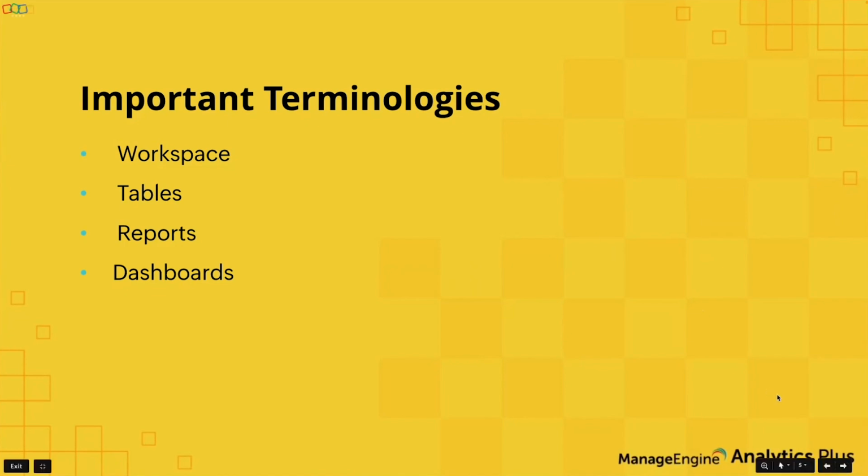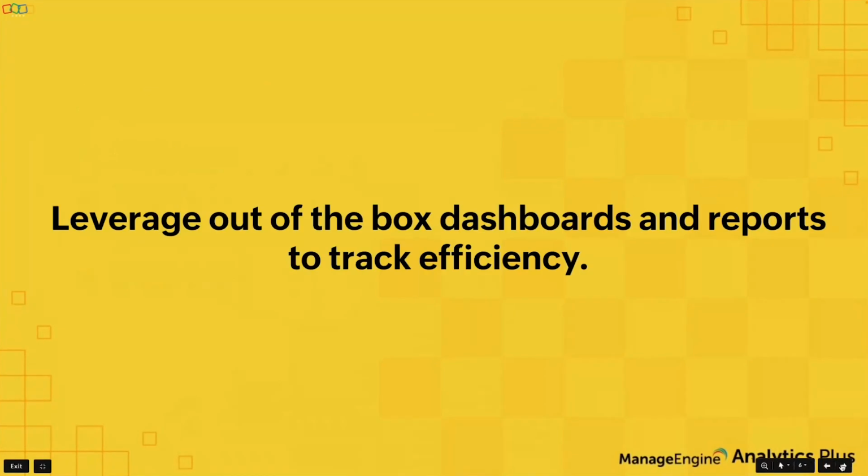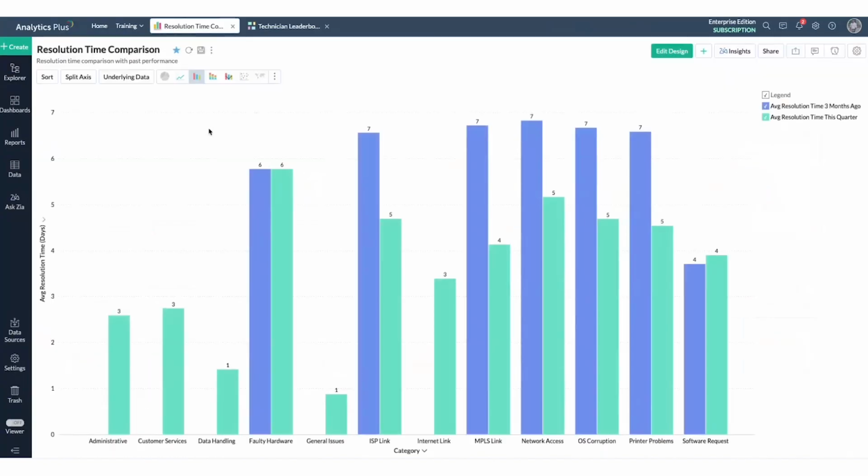So with that being said, let's get into the product. The first point that we are going to cover is how we can leverage the predefined, or out-of-the-box, reports and dashboards to track the efficiency. I'm going to take this report as an example, which captures the average resolution time, and it does a comparison for the current quarter versus the last quarter, or 3 months ago. This bifurcates the data based on the category.